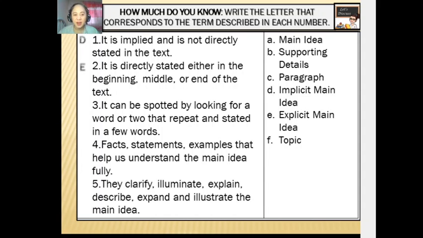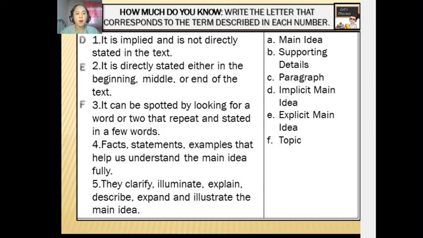How about number 3? It can be spotted by looking for a word or two that repeat and stated in a few words. What words are often repeated? Why is it usually repeated? Well, if you repeat things or words that you're saying, it is because you want to give emphasis to it, and the answer for number 3 is letter F, which is the topic. You are right.